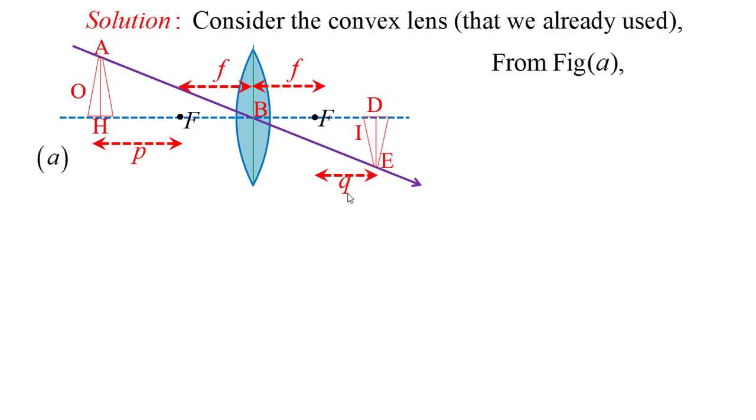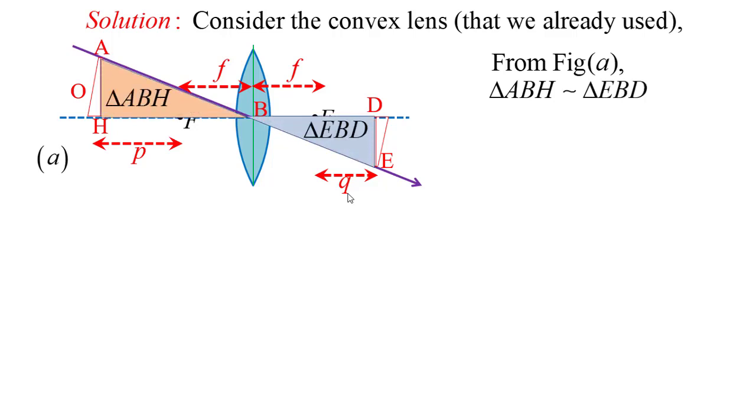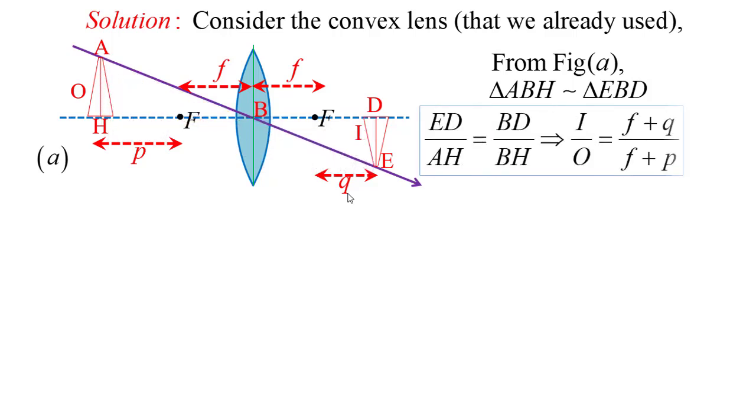From this figure A, triangle ABH is similar to triangle EBD. Those are the triangles shown, highlighted. Because the corresponding sides of these similar triangles must be proportional, I over O, that is ED over AH, is I over O, and BD divided by BH is F plus Q divided by F plus P. We will hold this as equation 1.